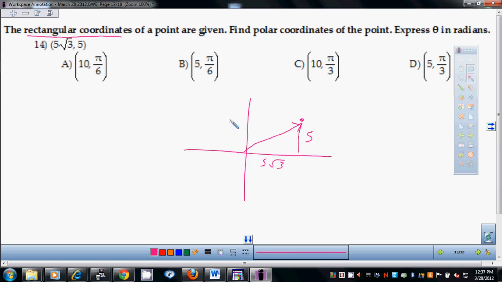How can you find the radius, since we're in polar? Yeah, Pythagorean theorem. A squared plus b squared equals your radius squared. So that's 25 times 3 is 75, plus 25 equals r squared. And what's my radius? 10. So it has to be A or C.